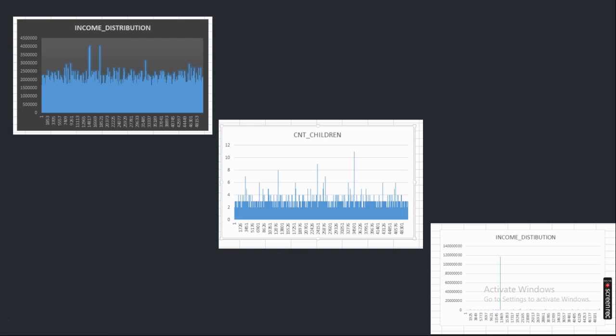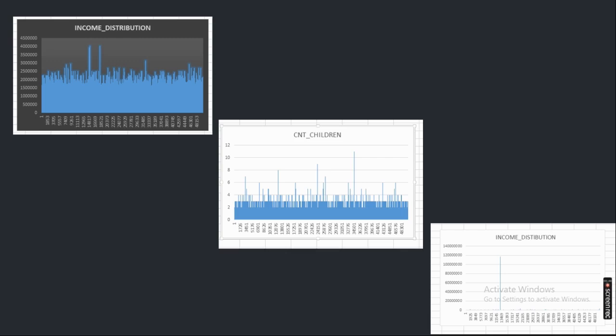So these are three graphs. The first graph, income distribution. So it's not the income distribution, it's regarding the loan credited. In this I have used two columns, the amount credited and target, using a cluster. I had to use a histogram instead of this, but I used this because my Excel tool didn't have the histogram chart in it, so I used this chart.